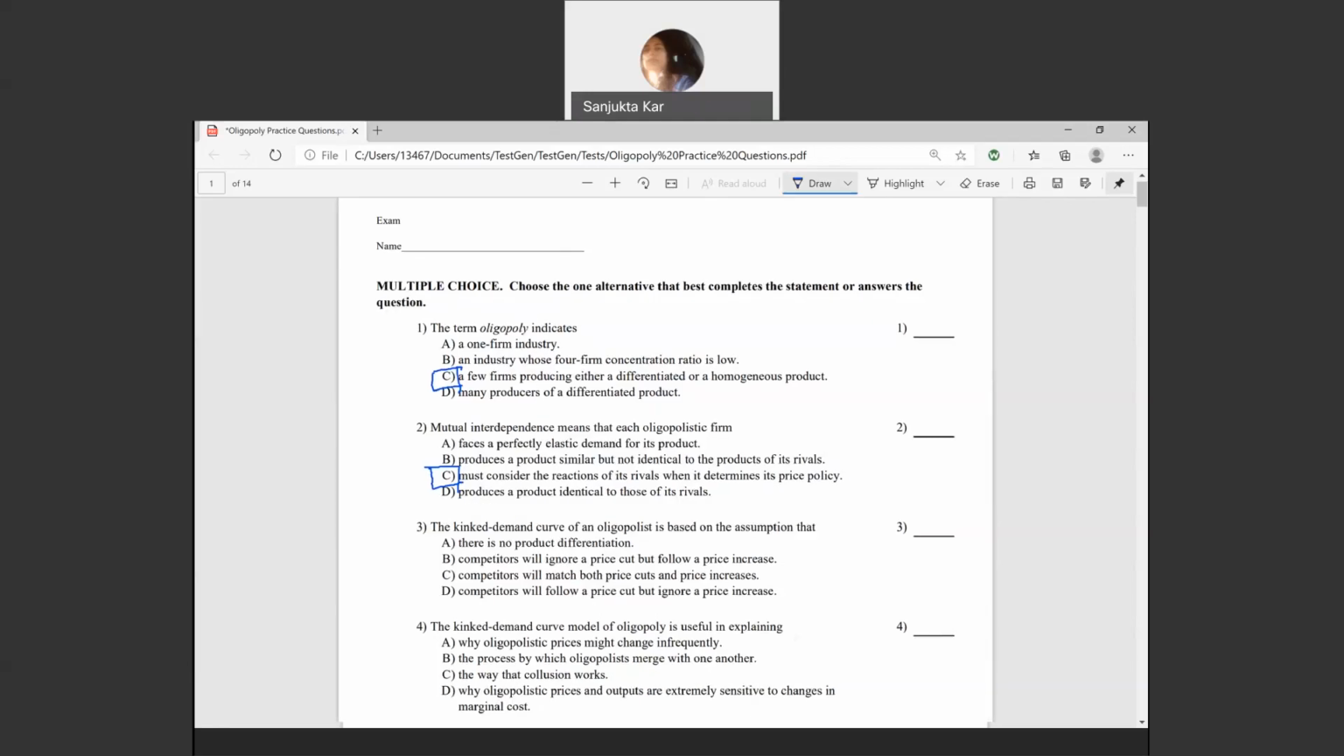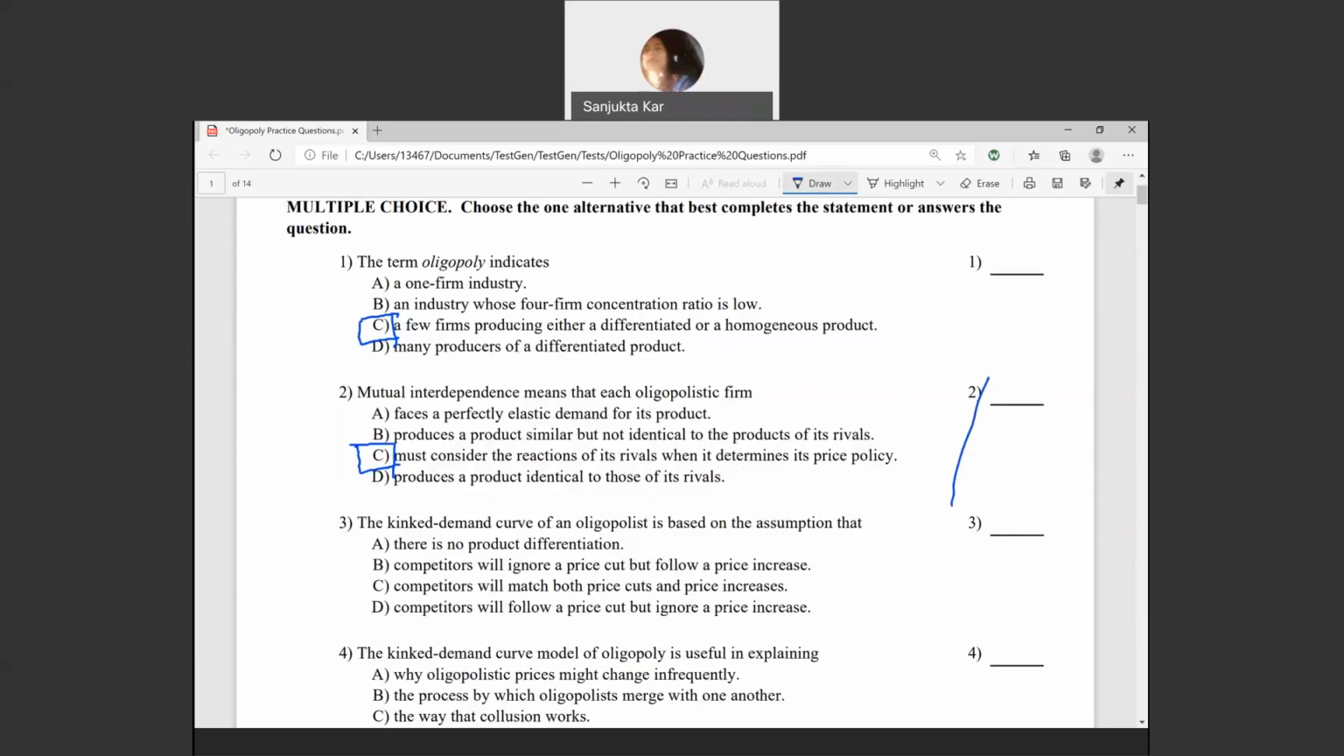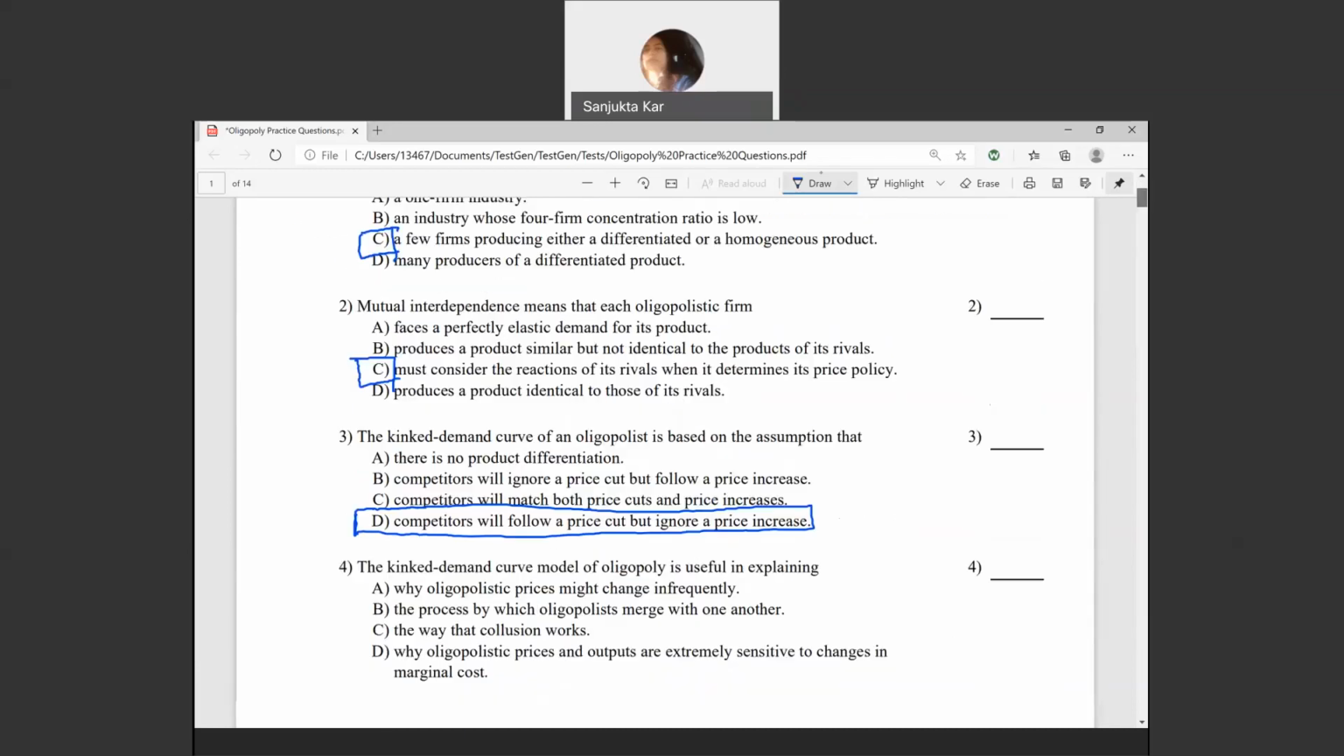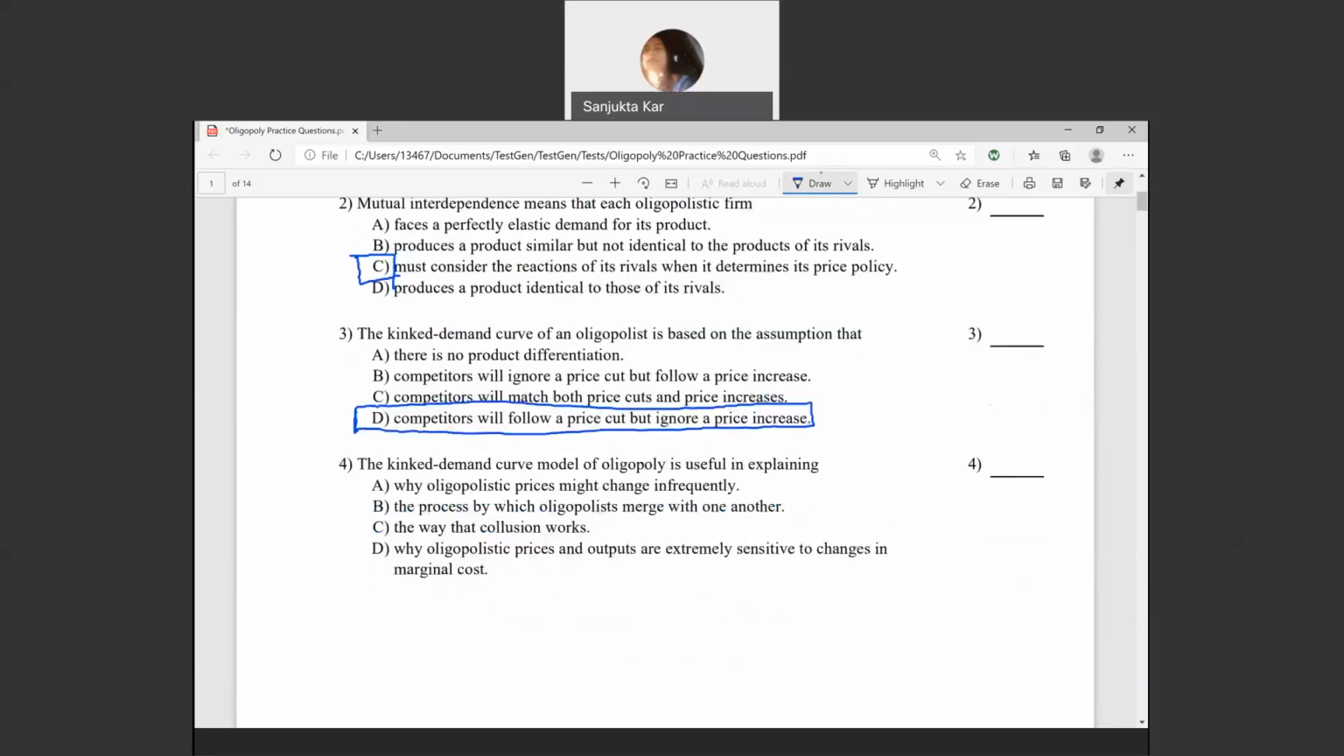Okay. Going forward to number three, it says the kinked demand curve of an oligopolist is made based on the assumption that competitors will follow a price cut but ignore a price increase. This is because everyone wants to increase their market size.